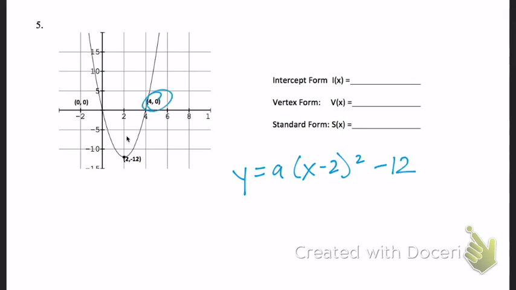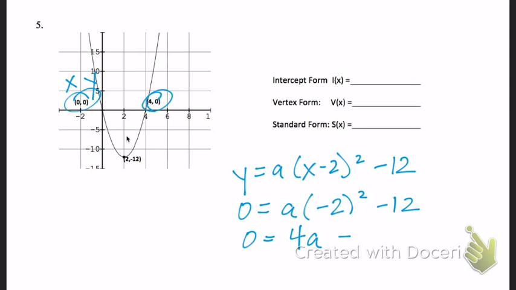You could have chosen either one of these points as a second point, like as an xy. So like, let's say that I chose 0, 0 as xy. Then I would get 0 equals a times (negative 2) squared minus 12. 0 equals 4a minus 12. 12 equals 4a, a equals 3. So if you wanted to do it, you could either do it from intercept form and then plug in xy, or do it from vertex form and choose an xy value. So either the way we did 1 and 2 or the way we did 3 and 4, either way would work.